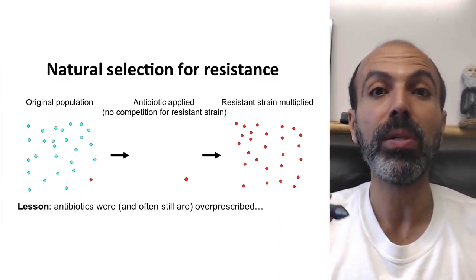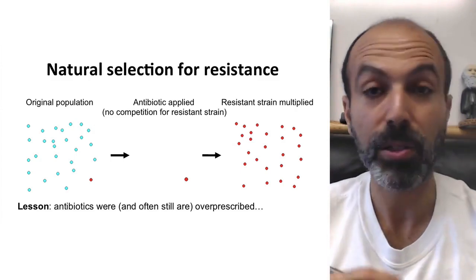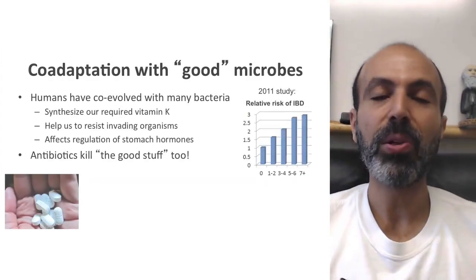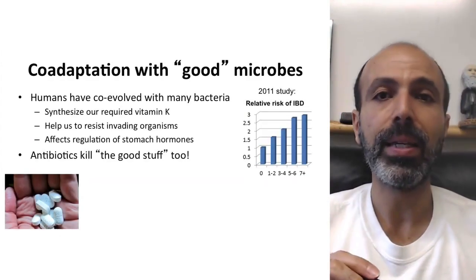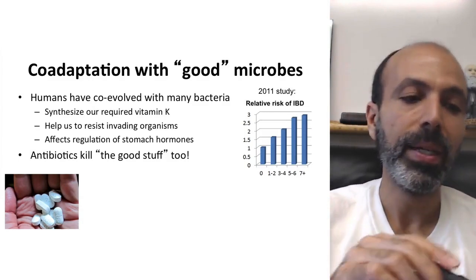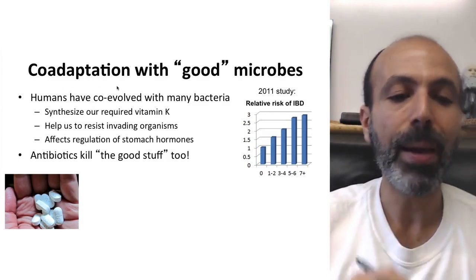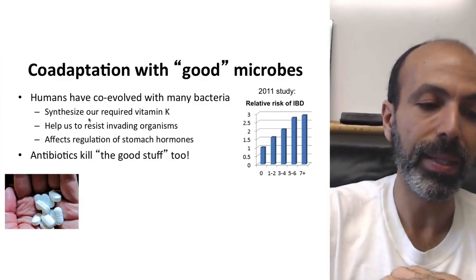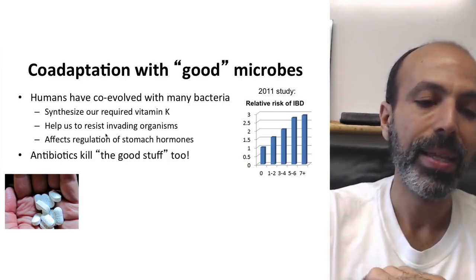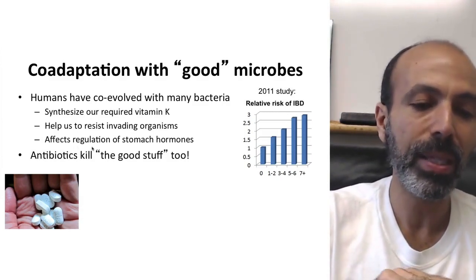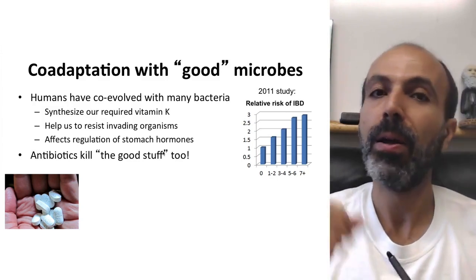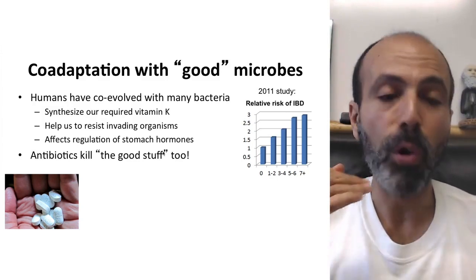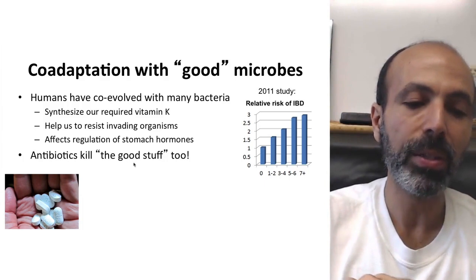Wait until you know you need it and then take it, because you may not need it. What's also happened alongside this is that a lot of good microbes have been killed. In fact, humans have co-adapted with a lot of these good microbes that synthesize our required vitamin K, help us to resist invading organisms, and affect regulation of stomach hormones. But by our over-application of antibiotics, we've killed a lot of the good stuff too.